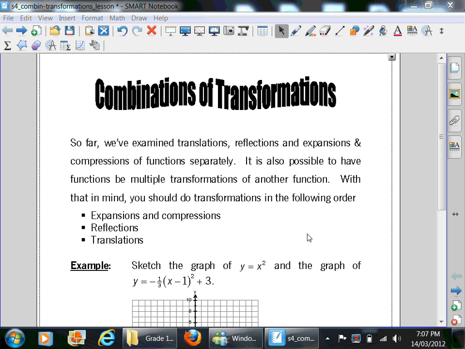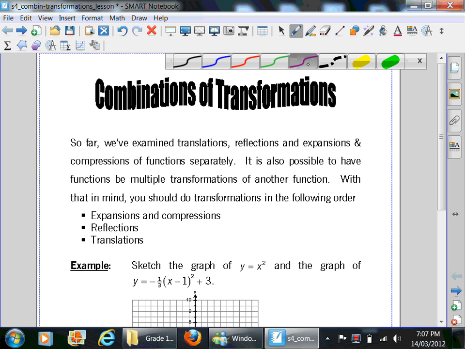So far we've examined translations, reflections, and expansions and compressions of functions separately. It's also possible to have these functions have multiple transformations happen all at once. With that in mind, we should do transformations in the following order. We should do expansions and compressions first, reflections second, and translations third. Okay? That's important to note that we should go in that order.